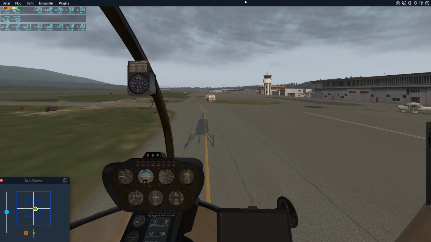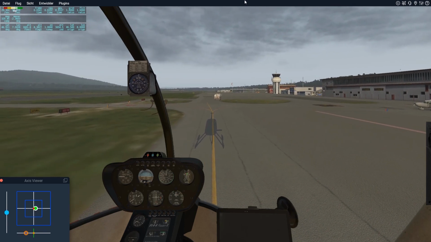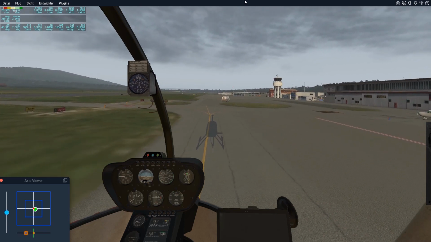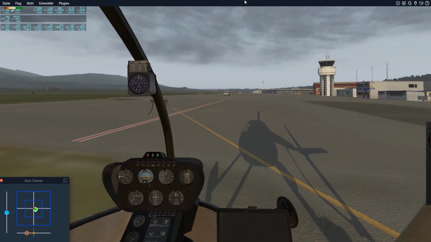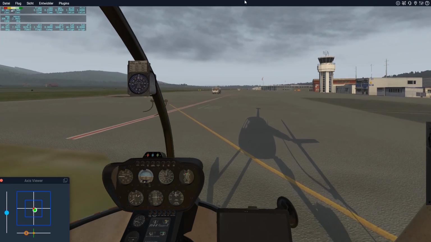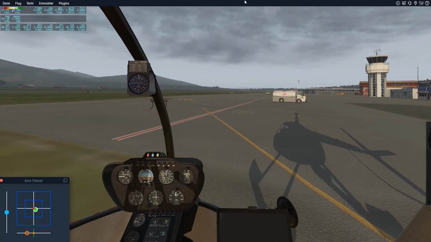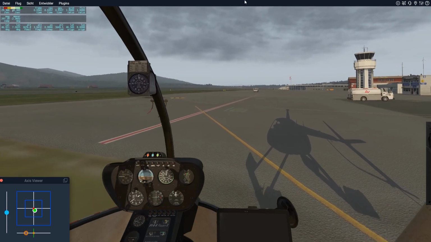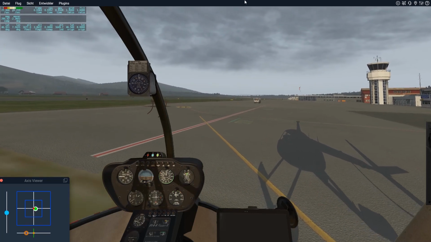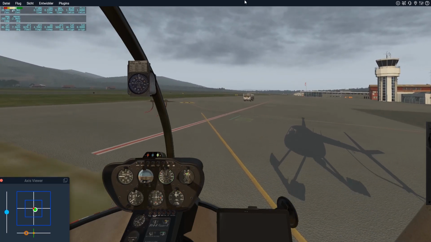In the hover, we use the pedals to keep the nose pointed in the direction that we want, so in this case, straight ahead. The next thing to understand is that the fuselage of the helicopter is suspended below the large rotor disc, and it actually behaves like a pendulum. I'm going to show you something here.